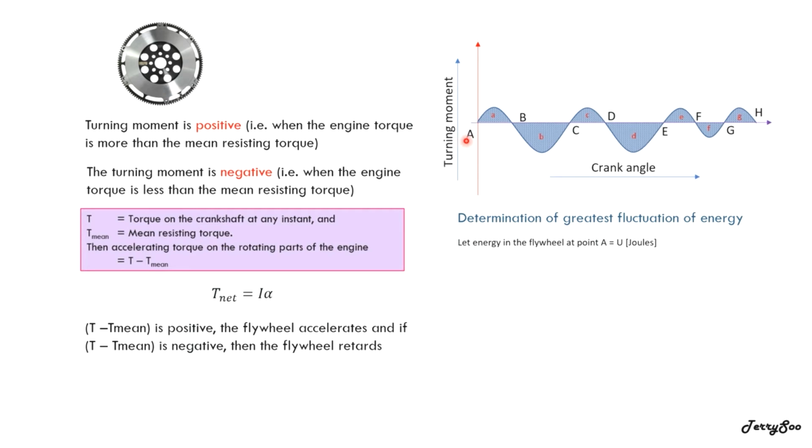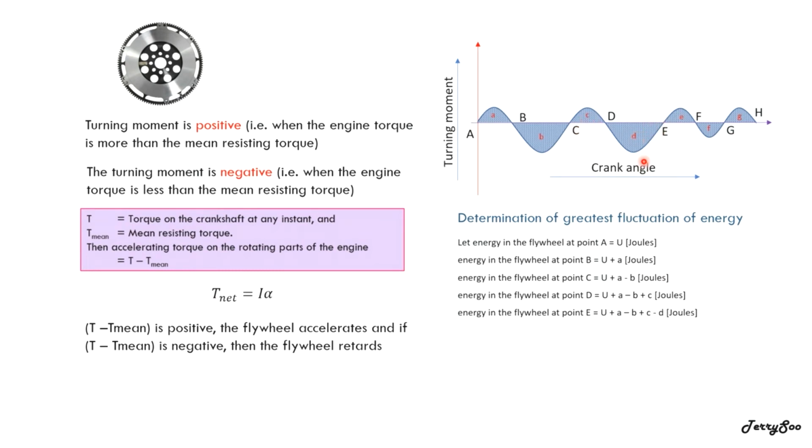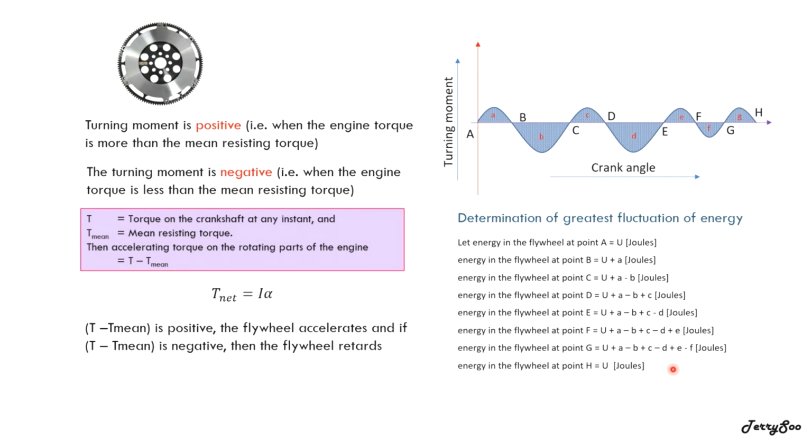In steps, point after point you consider. So I've shown you here energy in the flywheel at point B. We have the U plus the A amount of energy. Then energy in the flywheel at point C, then you can see I have minus B. Then energy at point E, you can see I have plus C. And then E minus D. And then F plus E. And then at G minus F. And then at H plus G, okay?